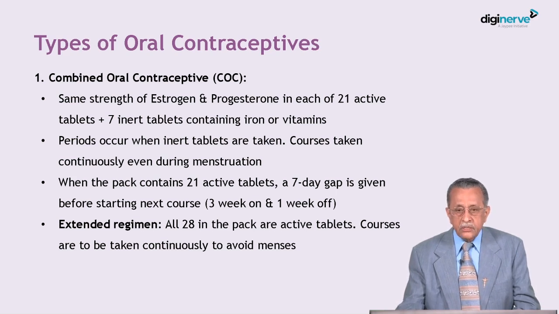There is also another regimen called the extended regimen, which is not commonly used here in our country, but is more used in Europe, where all 28 tablets in the pack are active tablets containing hormones, and this is particularly meant for women who do not want to have periods at all. Here, of course, the course has to be taken continuously without any interruption to avoid menses.